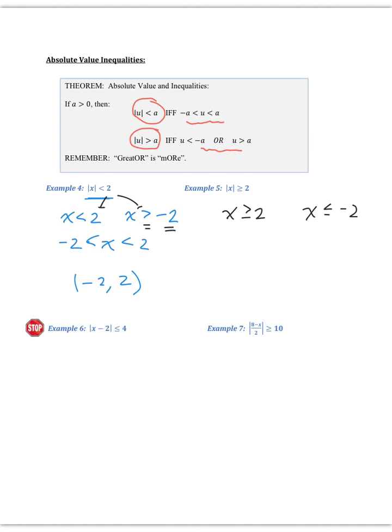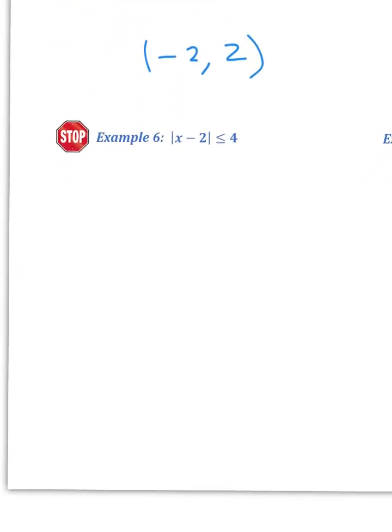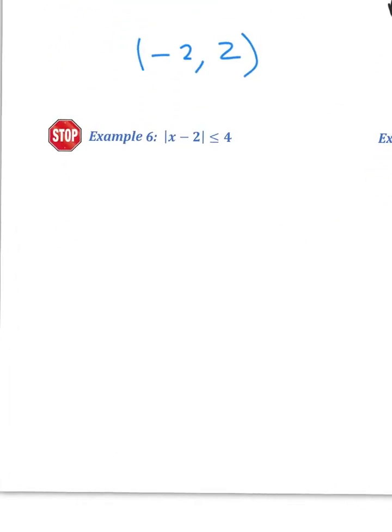So that means that I'm going from negative infinity to negative 2, and I'm going from 2 to infinity. Remember that this is the union sign, so we're joining the two intervals. All right, let's try and do one that's a little bit more complicated. Okay, stop the video, see if you can do this one on your own, and then start it up again when you want to check your answer.